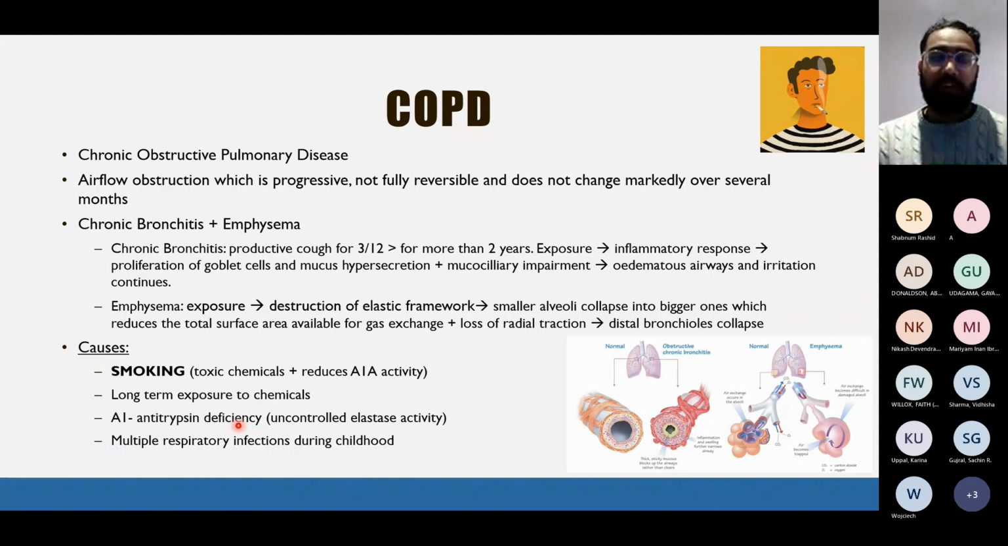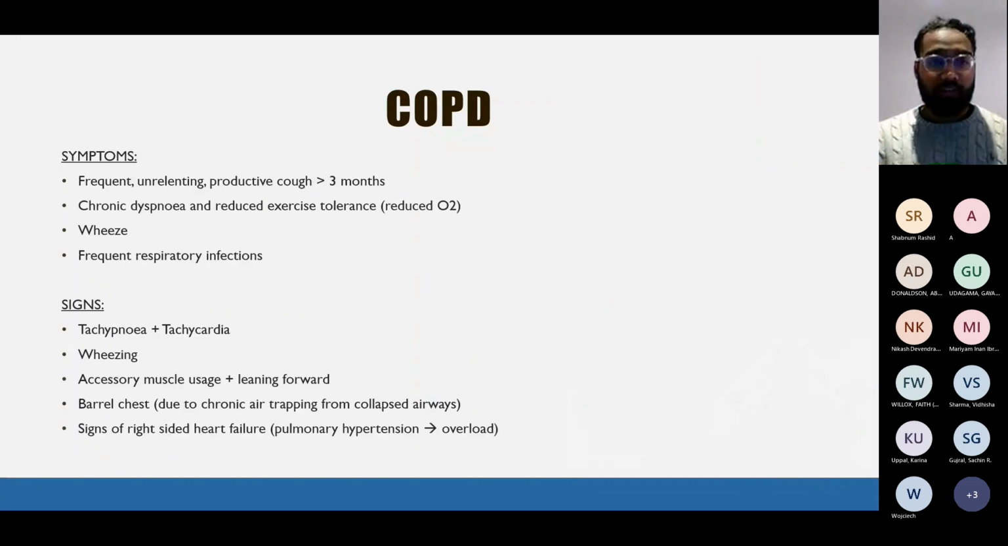So you can see if we inhibit the antitrypsin, or if we don't have it because of the deficiency, elastase is going to act unchecked and destroy all of the elastic framework, which is why emphysema happens. Okay, COPD pathophysiology is important to get a good understanding of.